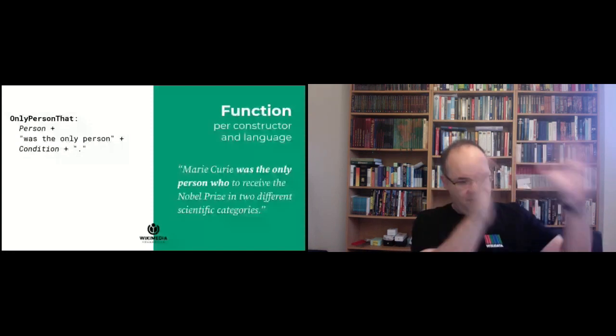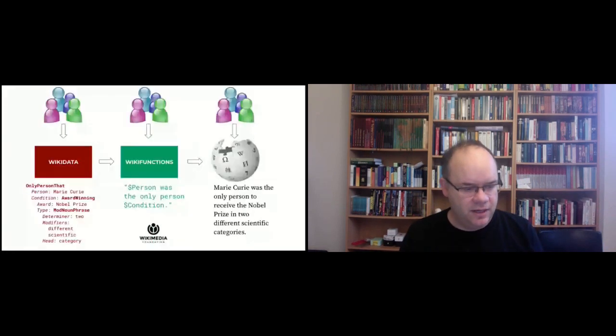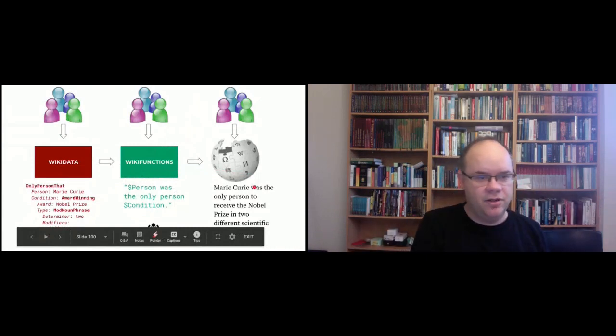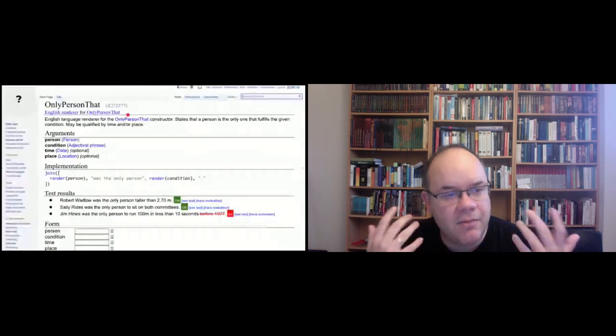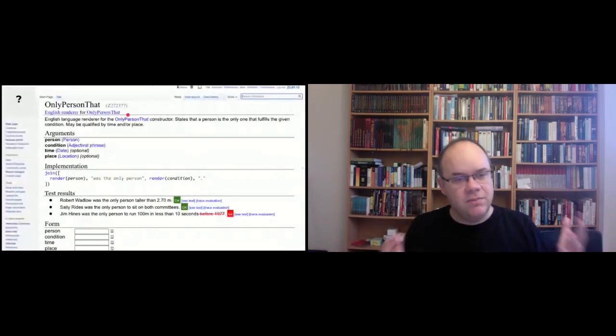So what we then have is Wikidata with the constructors, with the abstract content being in it. We have the functions being in Wikifunctions, translating to natural language, and you get natural language text that you then can use in the different language Wikipedias. And then we have those functions like only person that can render this abstract knowledge inside of the Wikipedias and make this abstract knowledge available in the Wikipedias, and therefore reduce the maintenance cost of the content in Wikipedia.